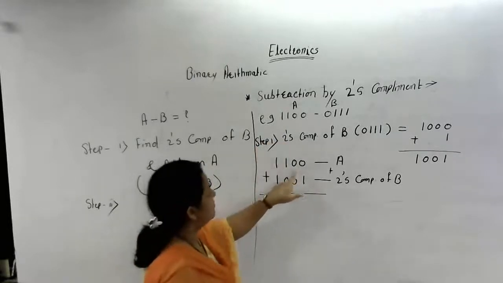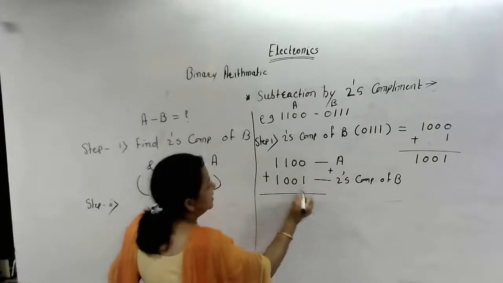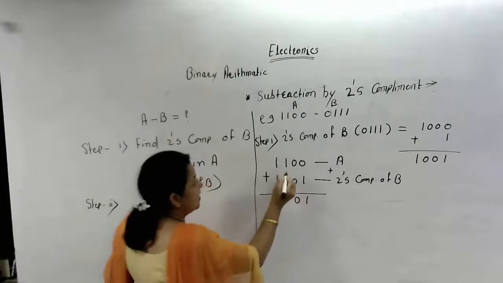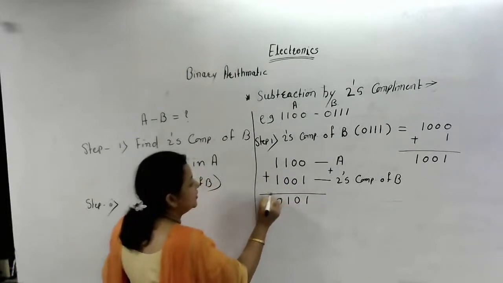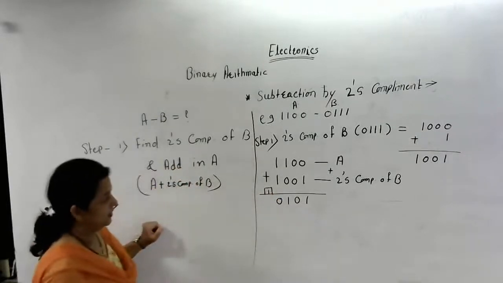Okay, so now we perform this addition. 0 plus 1 is 1. 0 plus 0 is 0. 1 plus 0 is 1. 1 plus 1 is 0, carry 1. Carry 1. Okay.